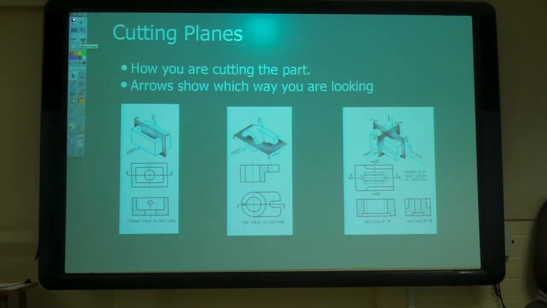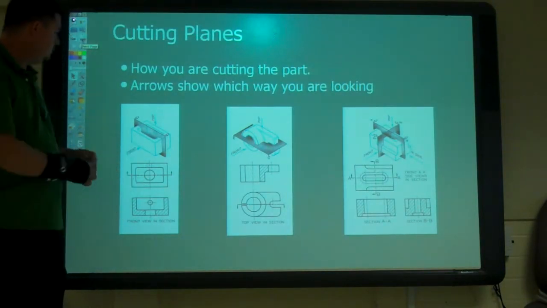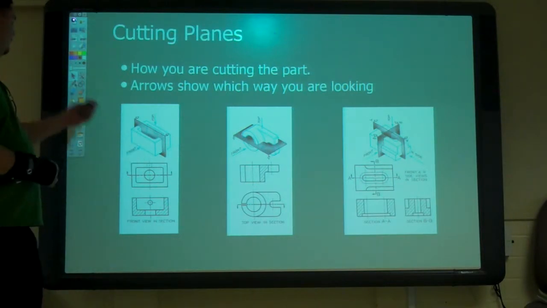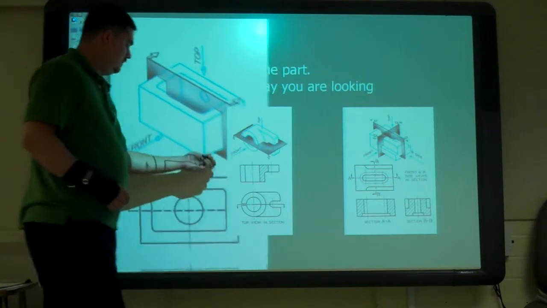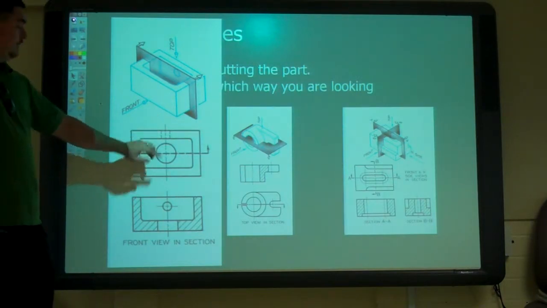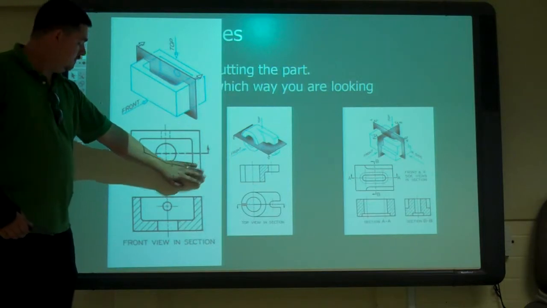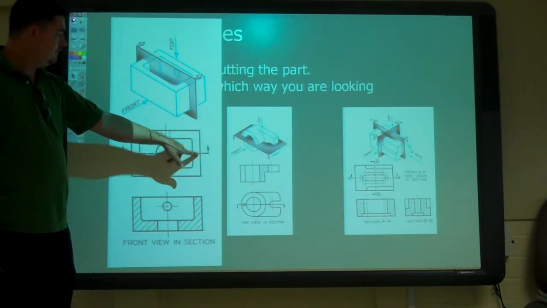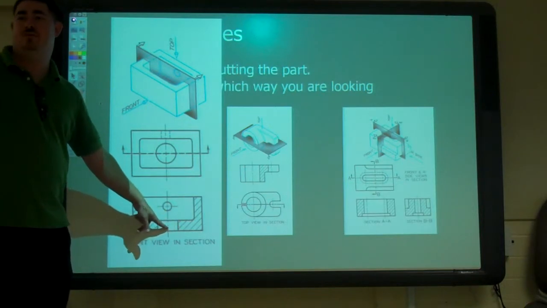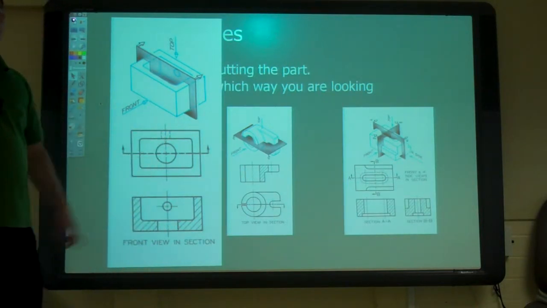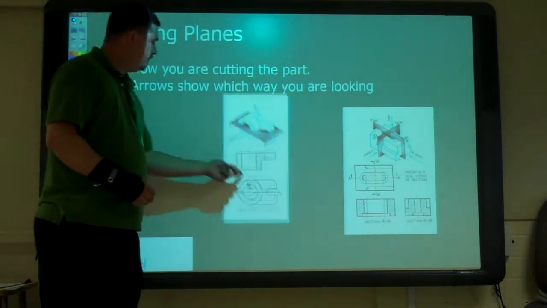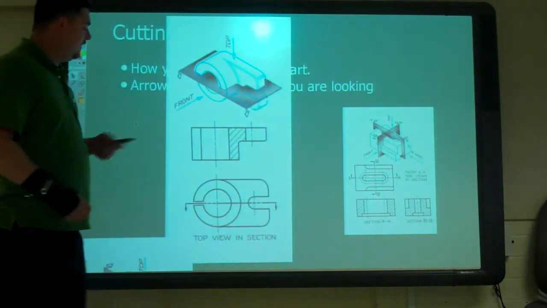So the cutting plane, remember that's what's cutting through the material. So the cutting plane here tells us where we're cutting. The arrows tell us which way we're looking. So like on this piece, we're cutting through here, looking towards the back. So we're just going to kind of erase that whole front area. And so we're going to see where we cut through the side. This bottom piece, the hole, nothing to cut through. Same thing over here. And we're going to see that hole that was in the back. Okay? Any questions on that?